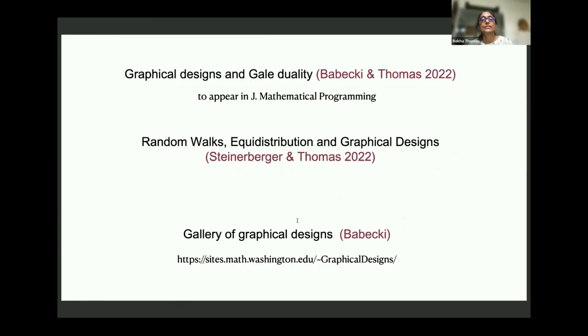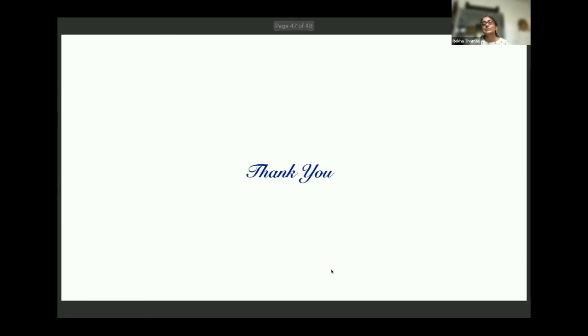The main paper is the first one. It's going to appear in Mathematical Programming. Stefan and I have another paper that connects designs to random walks, if you're interested in that, and also to graph sampling. And if you want to see lots and lots of pictures, there's a whole gallery that Catherine maintains on her webpage, where you can see many, many pictures of graphical designs. And if you'd like to contribute to them, please send her an email, compute one, and she'll put it on the webpage. Great, thank you.